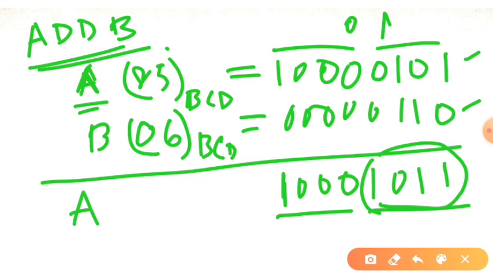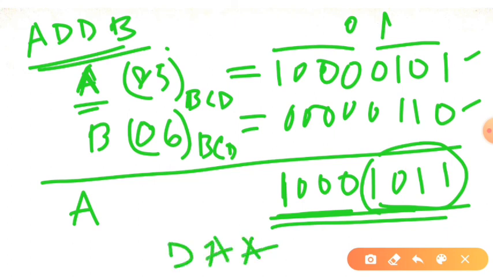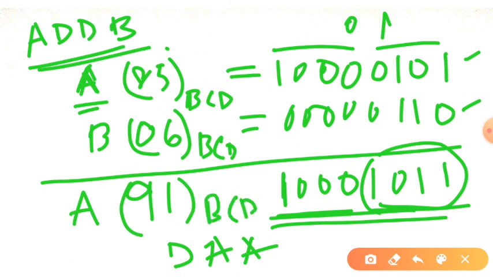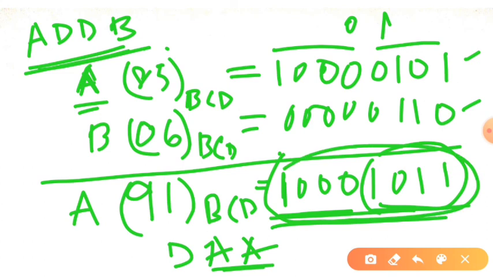But here is the requirement of using the DAA instruction, because as you can see, if we add these two numbers 85 and 06, the result should be 91 in BCD. But for obvious reasons, right now the result is not a BCD number, it's a simple binary number. We need to use the DAA instruction after this ADD B instruction in order to convert this hexadecimal data or simple binary data, 1000 1011, from binary to binary coded decimal number.